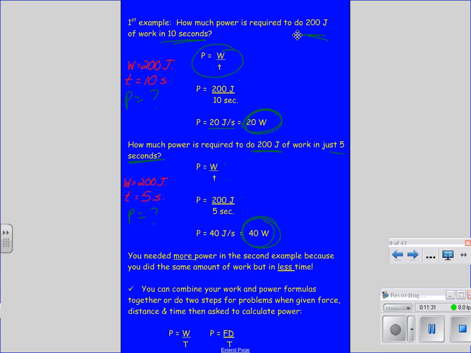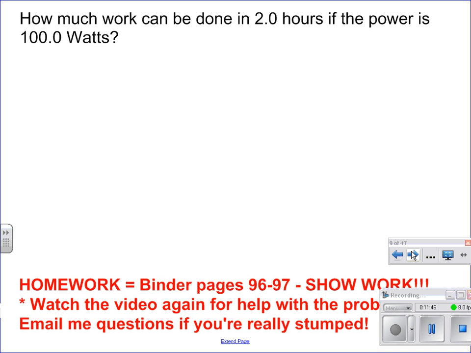So like I said, I already told you guys this, but you can combine your two formulas if you're asked to calculate power and you're given force, distance, and time. But again, be really careful with what did they give me. Look at your units, know your units, and all that will help you a ton. All right, let's do one more example before I let you off the hook.